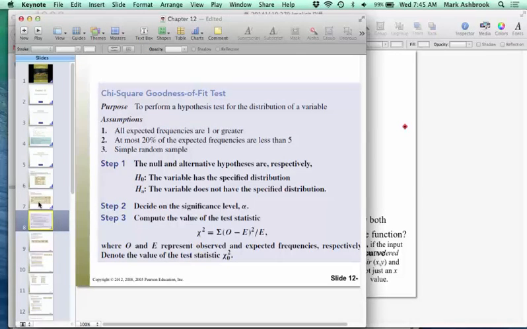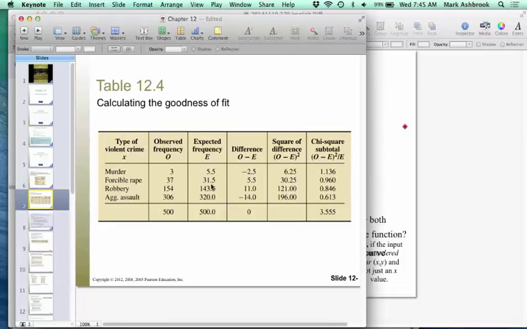Okay. So they're all 1 or greater, and all of them are greater than 5, so we're in good shape there. We can do it. So now we need a significance level. Let's look at, say, 1%.